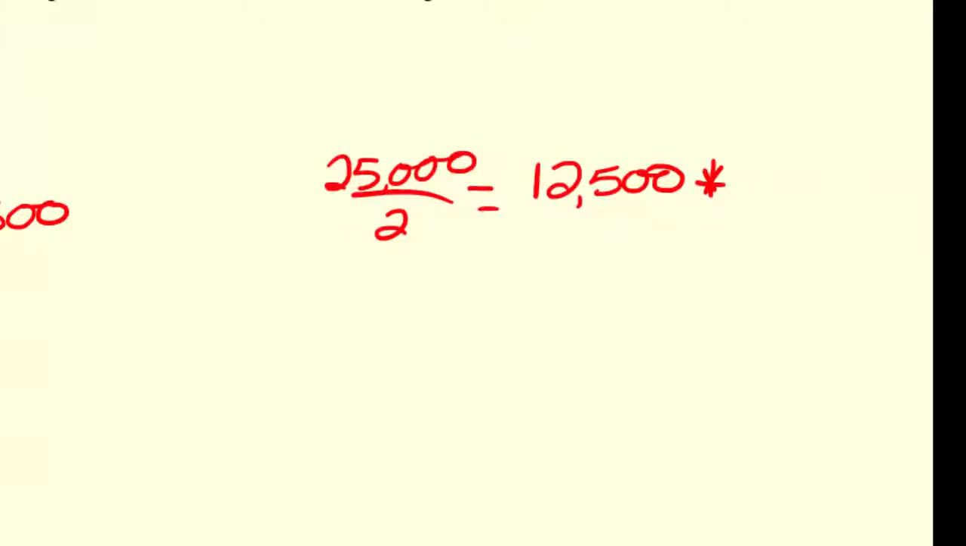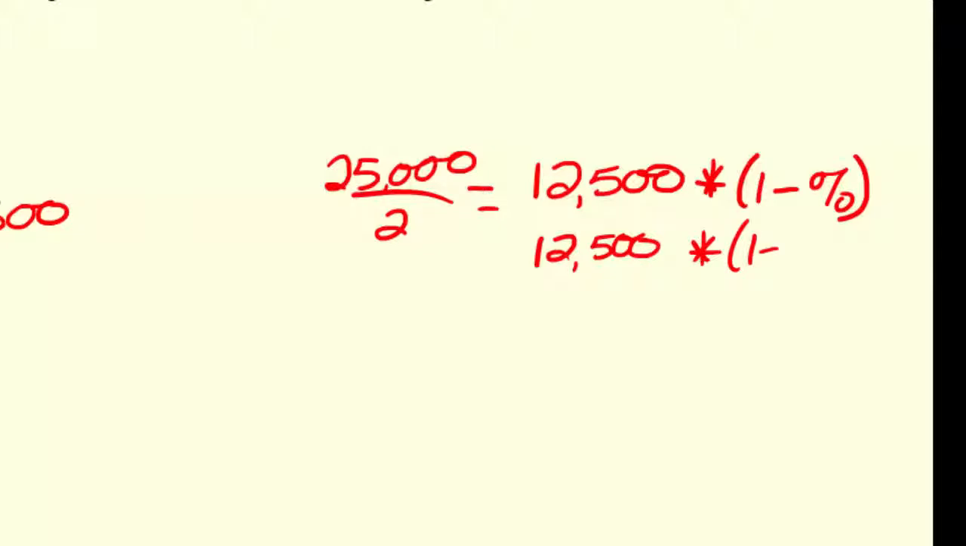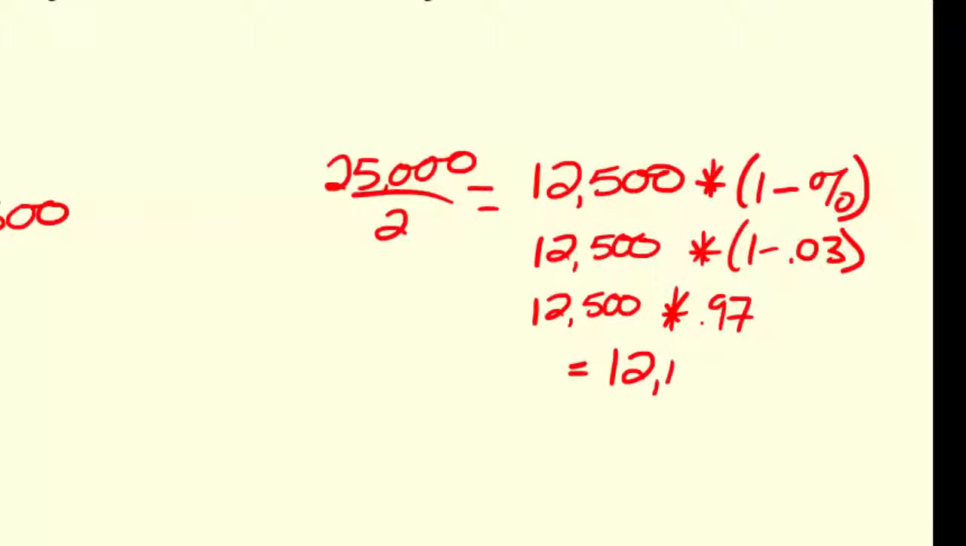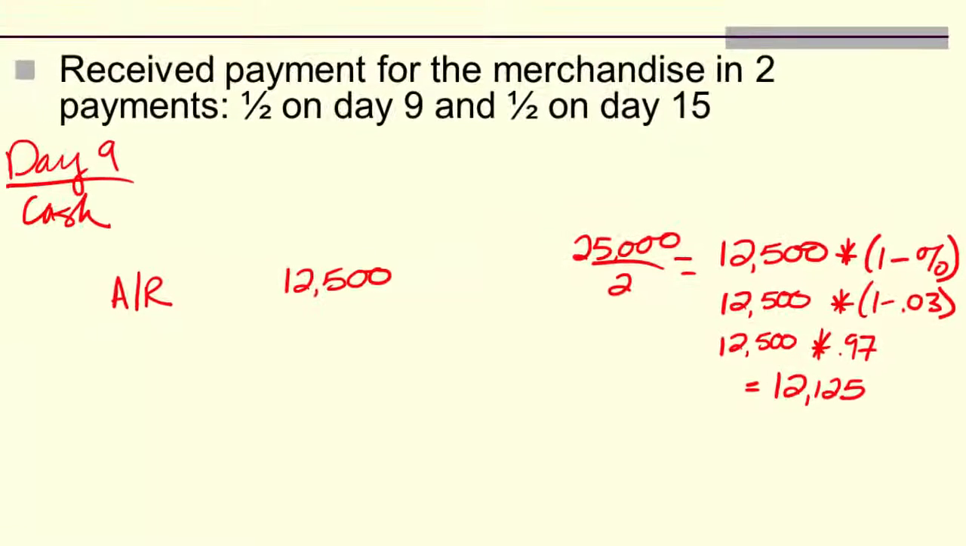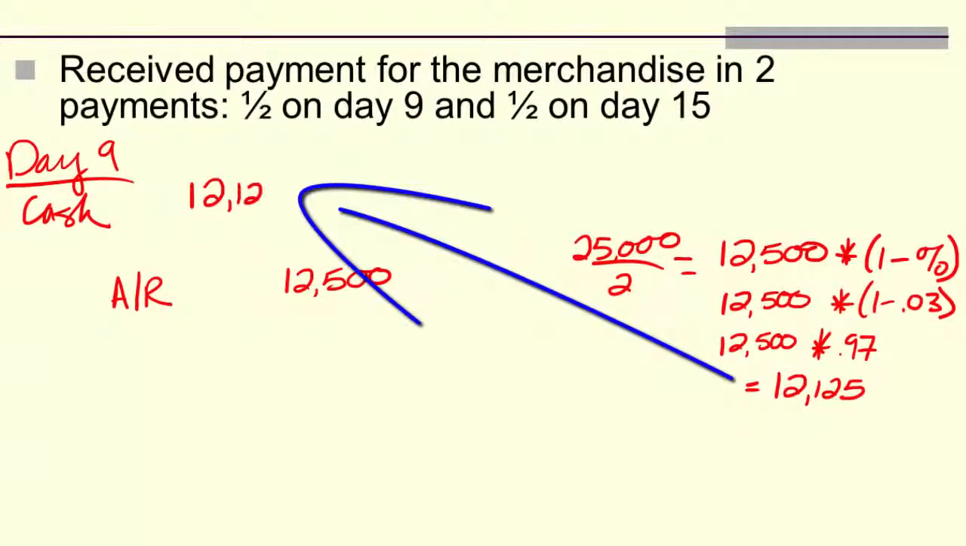We're going to take the amount that is owed times 1 minus the discount percentage. So $12,500 times 1 minus 0.03, 3%, is going to give us 12,500 times 0.97, finally 12,125. That's the cash we're actually going to get.